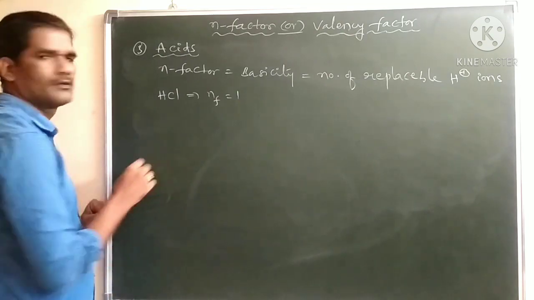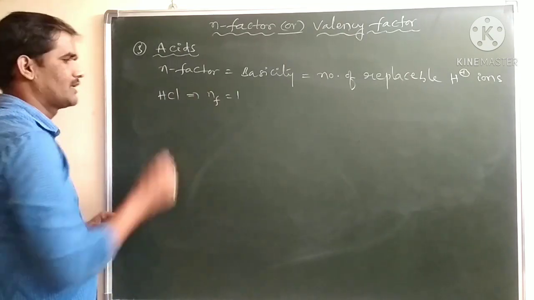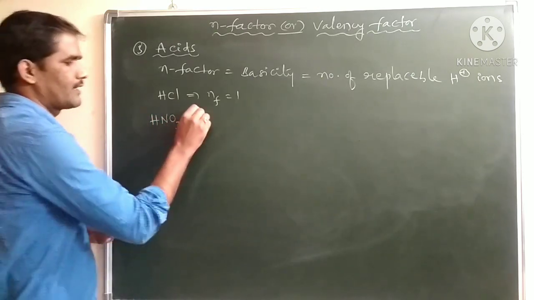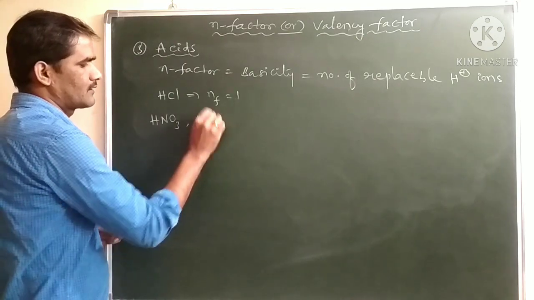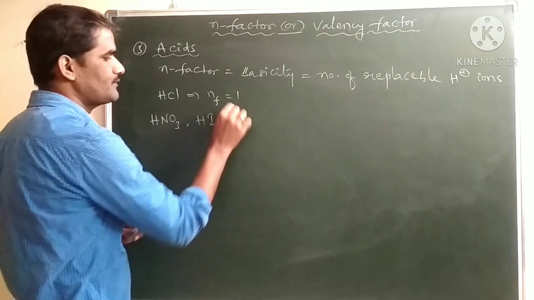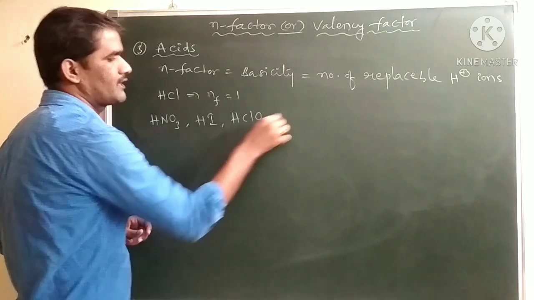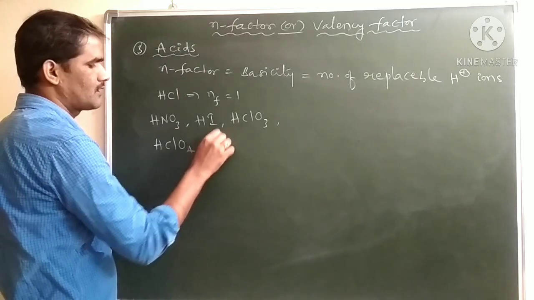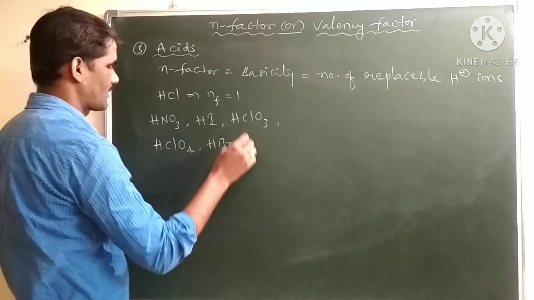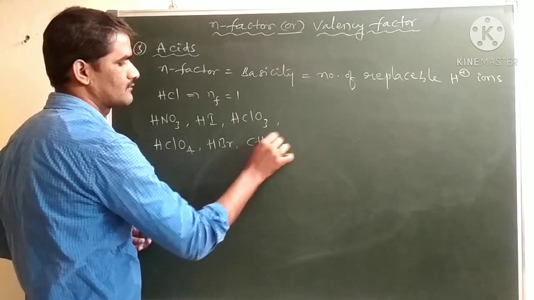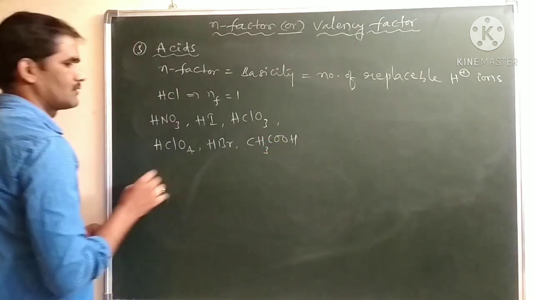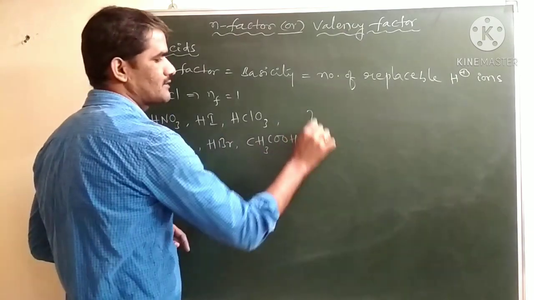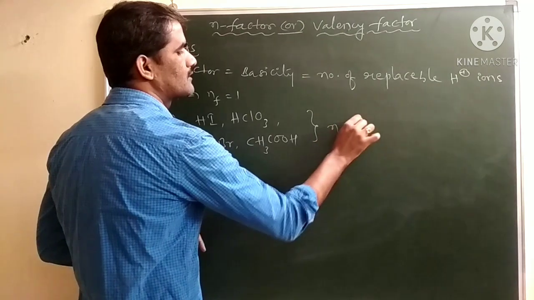Similarly, let us take some acids which replace only one H plus ion. You can take HNO3, HCl, HI, HClO3, HClO4, HBr, acetic acid. In all these cases, they replace only one H plus ion. So in all these cases the N factor is equal to 1.